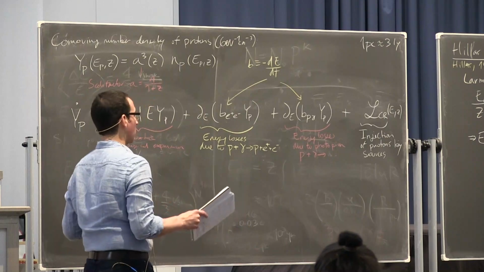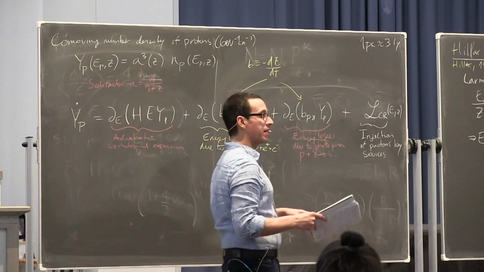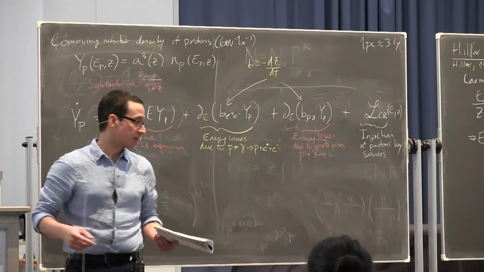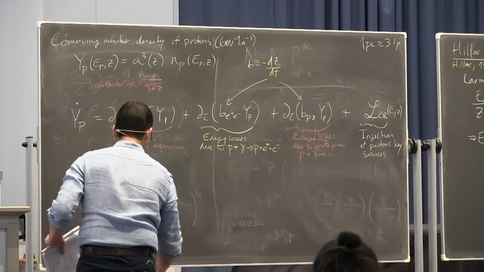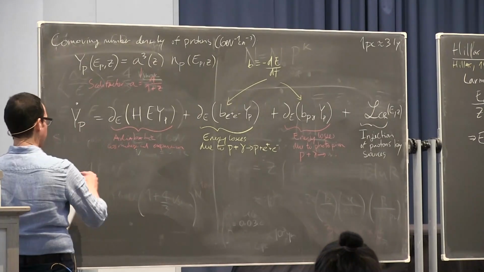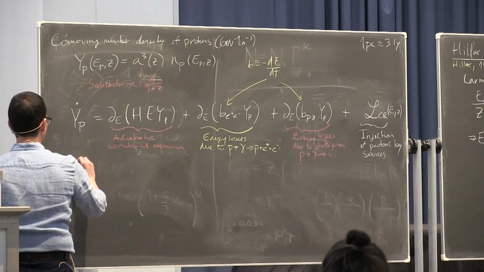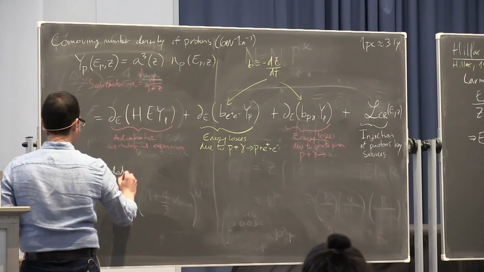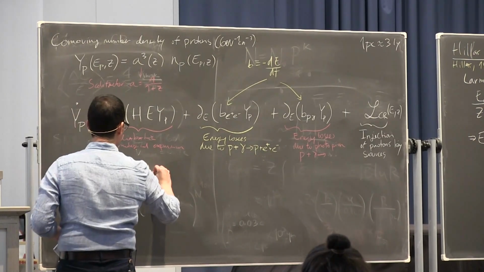If I were to do this also for heavier nuclei, so we saw all the way up to iron, then there's one extra term that I won't include because it becomes a bit complicated, and that is called photodisintegration. Not included.